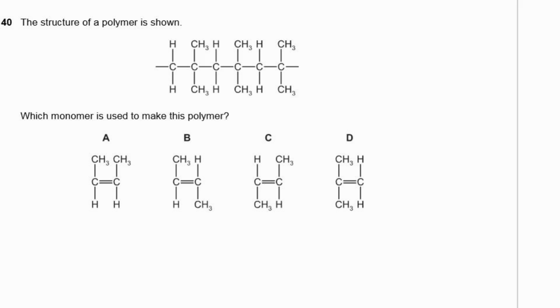Question 40. The structure of a polymer is shown. Which monomer is used to make this polymer? Okay, so if we look at this, we have CH2 and C with 2 CH3s off of it, then CH2, then C with 2 CH3s off of it. Looks like the monomers are broken off here. Now you always have the double bond for these ones, so that makes sense. Basically what's happened is it used to have a double bond there, the bond was broken, and then it was able to react with something on the side. So it started off looking exactly the same, but with a double bond in the middle. And that would be D.